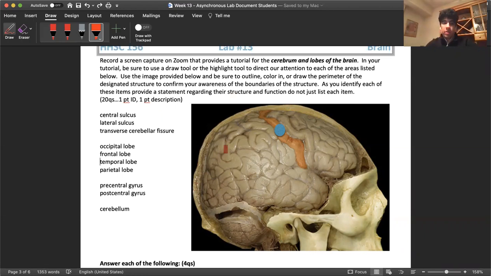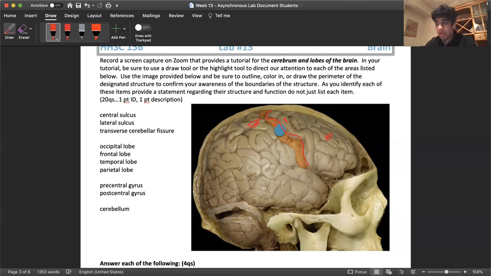Let's start with all these terms right here. The central sulcus would be right here, and that separates, in the bigger picture, the frontal lobe from the parietal lobes, sort of. But I think our main focus for this is the postcentral and the precentral gyrus. We'll get to those in a little bit.